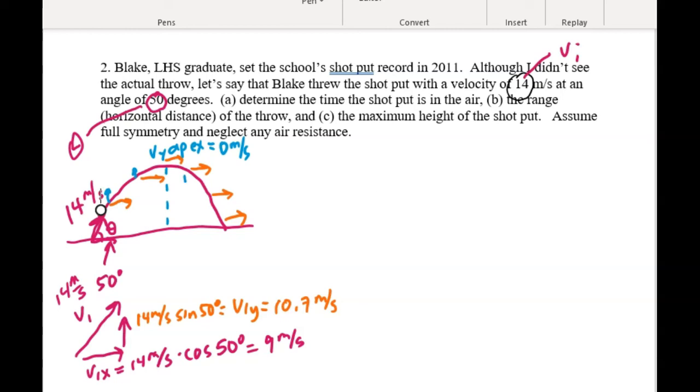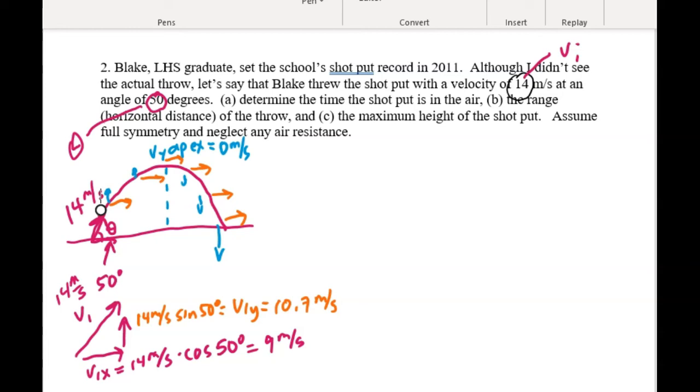Then on the way back down, our velocity starts small and will gain speed downward. And that shot put's going to start at 10.7, but it's going to finish up at negative 10.7, or 10.7 meters per second downward. So that kind of represents my velocity vectors.